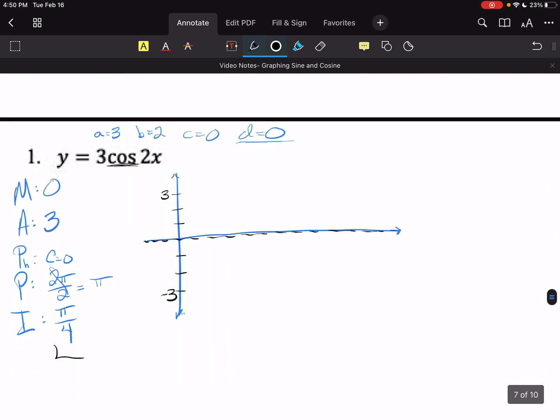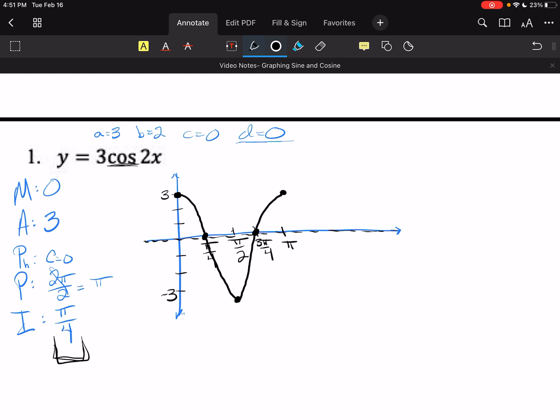So my interval is pi over 4. So pi over 4, 2 pi over 4, which would be pi over 2, 3 pi over 4, 4 pi over 4, which would be pi. So there's my full period, right? So cosine starts at the top, and then I just do my pattern. So then we would be at 0, -3, 0, 3. And here would be one period of my graph.